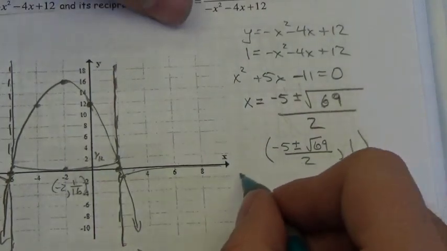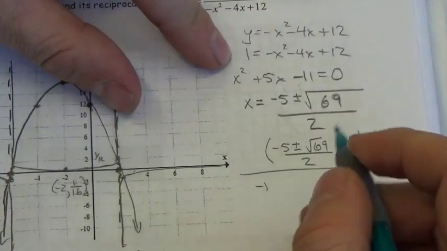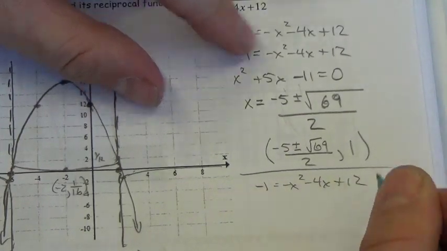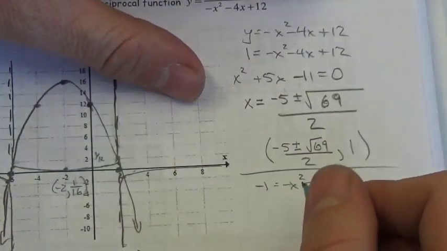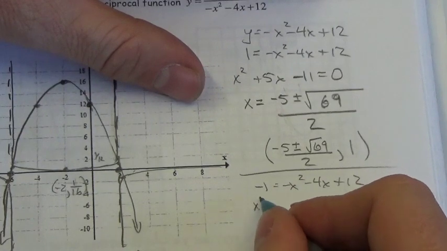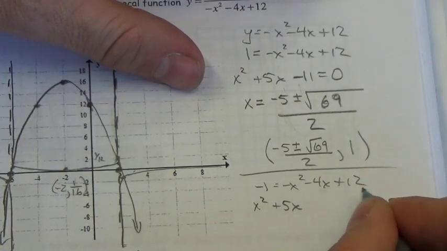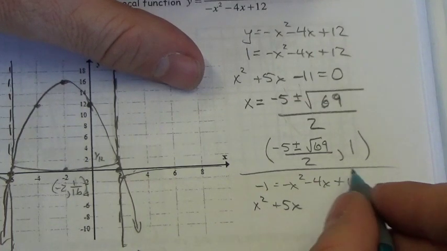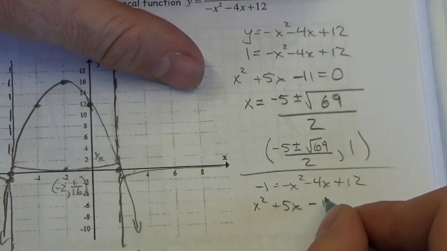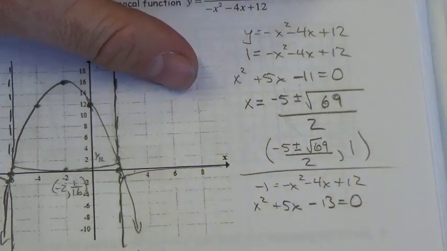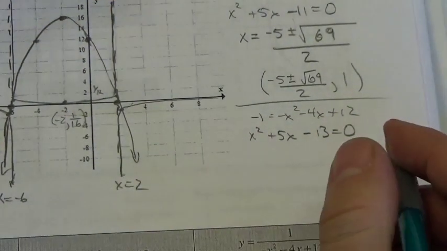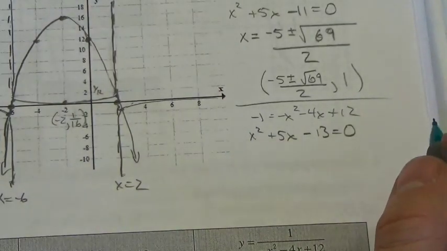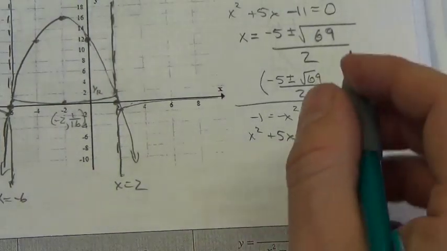Now, let's take a look at what happens if it was equal to negative 1 instead. So I get negative x squared minus 4x plus 12. Same thing, I'm going to bring everything over to the left-hand side. So x squared plus 5x. This time, though, when I bring the 12 over, I'll subtract it, and I'll get negative 13 equals 0. But we're running into a similar sort of problem here. 13, its only factors are going to be 1 and 13. And those aren't going to combine to give you 5.